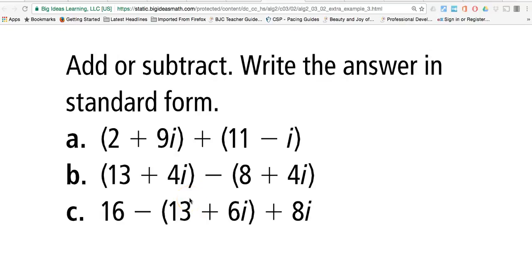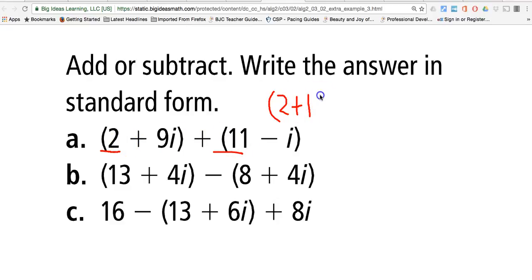All right, for this example, we're looking at both adding and subtracting complex numbers. So for these examples right here, the first thing you want to do is reformat these numbers so that all you're doing is adding the real parts and adding the imaginary parts. So we want to look at the real parts of these two numbers, and write them together. So our real parts in this are 2 and then plus 11.